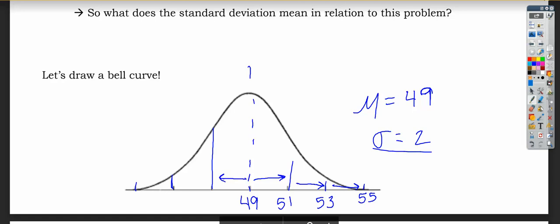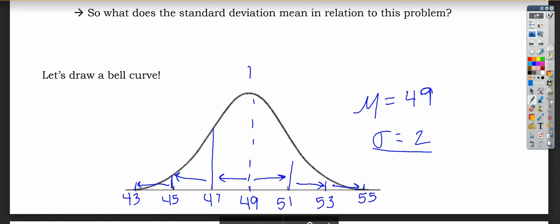To work in the reverse direction, I'm just going to subtract my standard deviation each time. That's 47, and then another time is 45, and then the last time is 43. So what this bell curve is saying is I have about a 99.7% chance that in a bag of Skittles, I'm going to have anywhere from 43 to 55 pieces. That's what this distribution creates. It's being able to determine that I have a specific chance of getting a specific amount of candy in my bag.